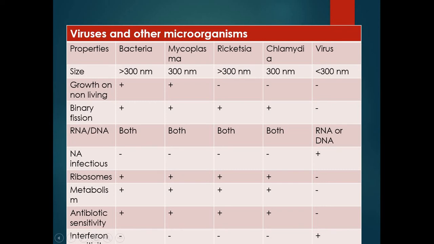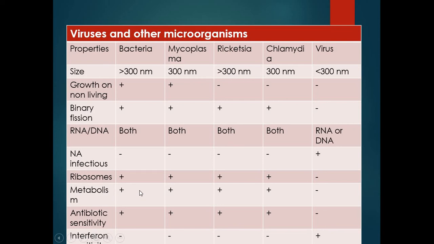Is the nucleic acid infectious? Bacterial nucleic acid is non-infectious, and mycoplasma, rickettsia and chlamydia all have non-infectious nucleic acid, but viruses have infectious nucleic acid. Ribosomes: bacteria, chlamydia, mycoplasma and rickettsia have ribosomes, but viruses don't, except for some exceptions like arenavirus, which has some kind of non-functional ribosomes.